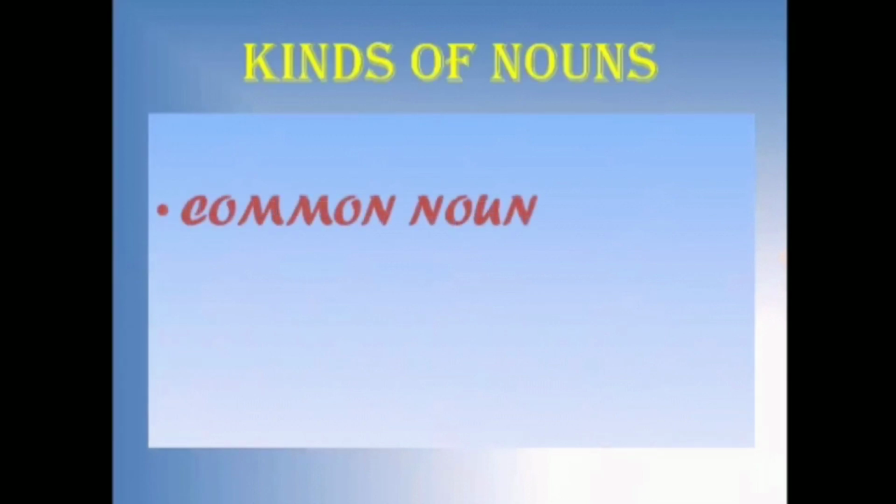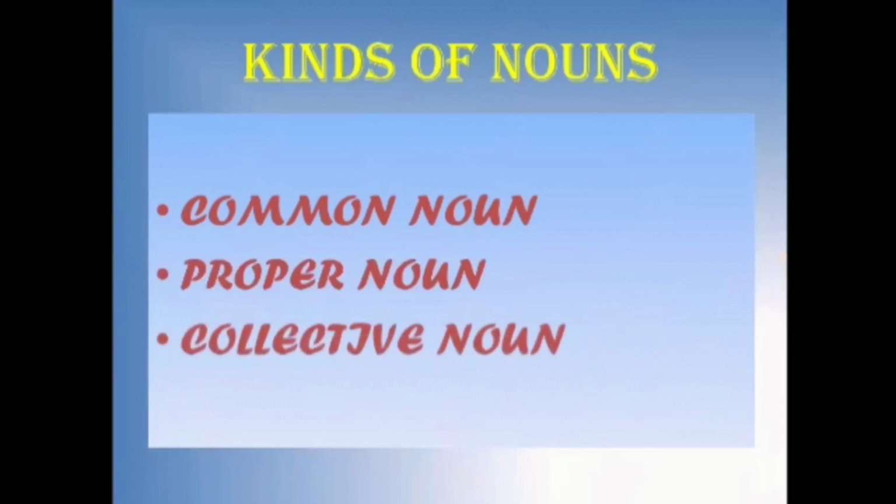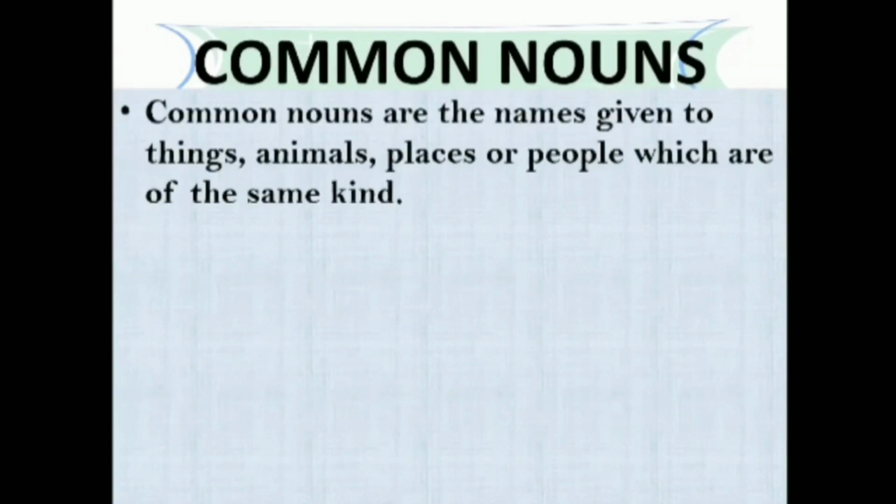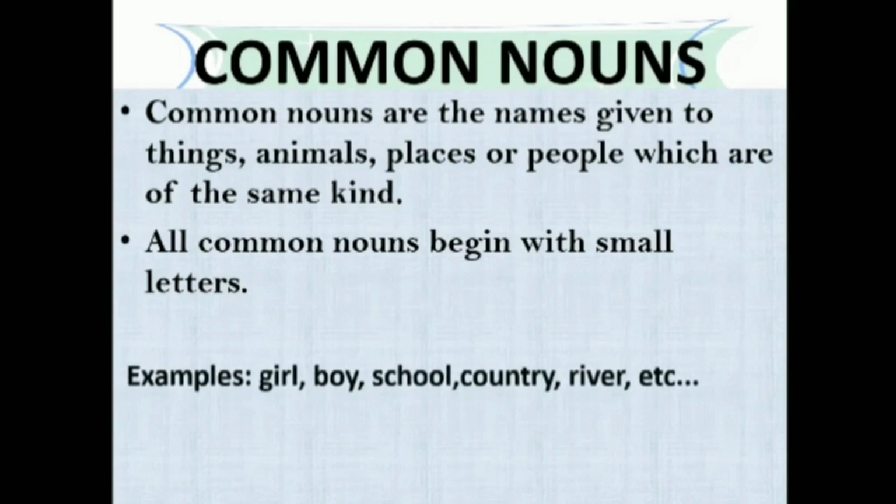Now next we are going to learn about the kinds of nouns. First is common noun. Second is proper noun. Third is collective noun. First we are going to learn what are common nouns. Common nouns are the names given to things, animals, places or people which are of the same kind. All common nouns begin with small letters. For example, girl, boy, school, country, river, etc.